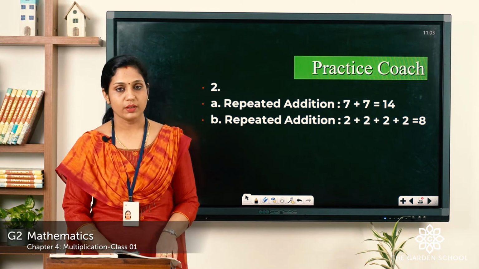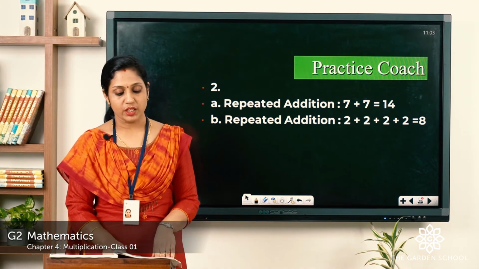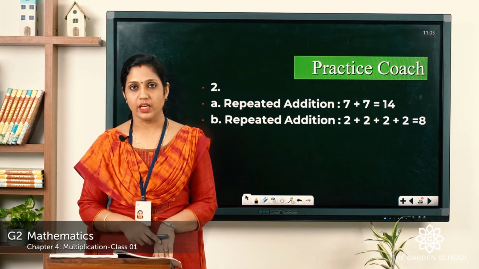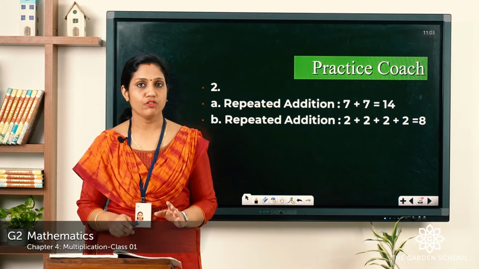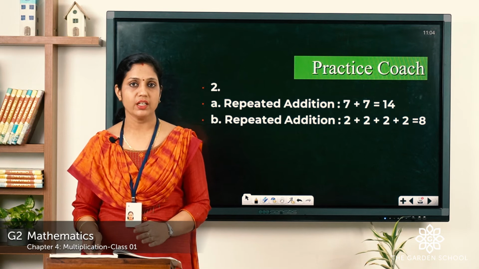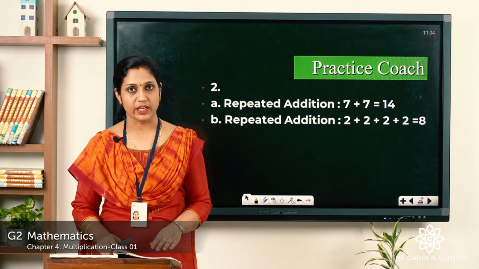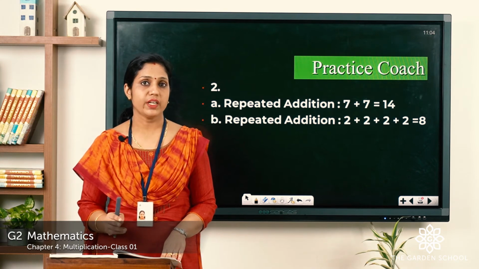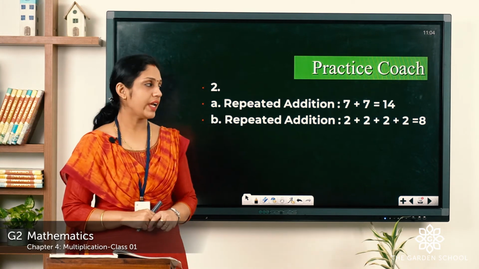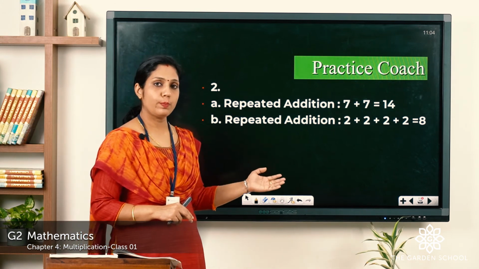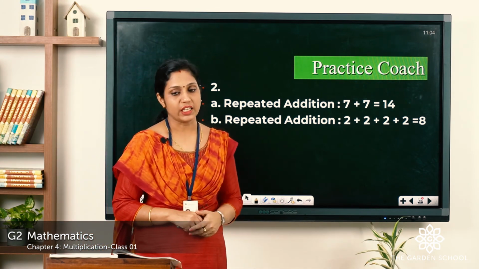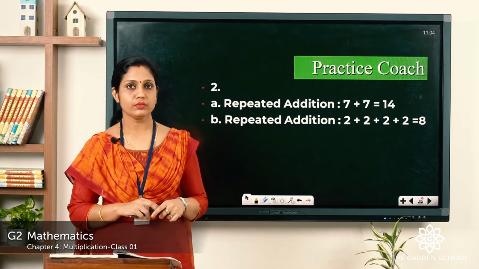The second one, B, multiplication 4 into 2 is equal to 8. So the multiplication form is 4 into 2 is equal to 8, and we have to write it in the repeated addition form. For that, you can write that 2 has been repeated 4 times. So how can we write it? 2 plus 2 plus 2 plus 2 is equal to 8.